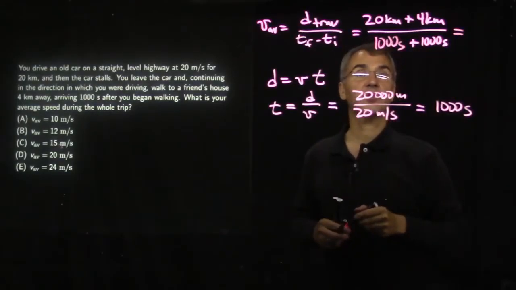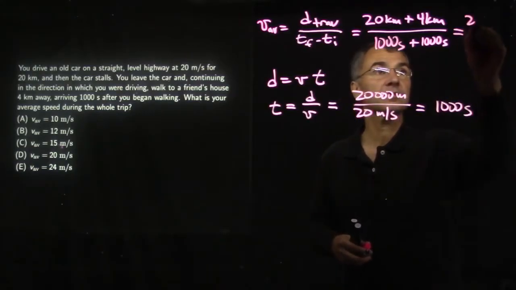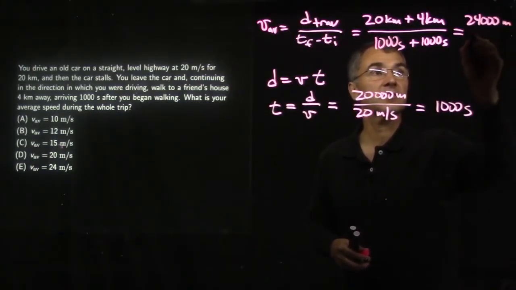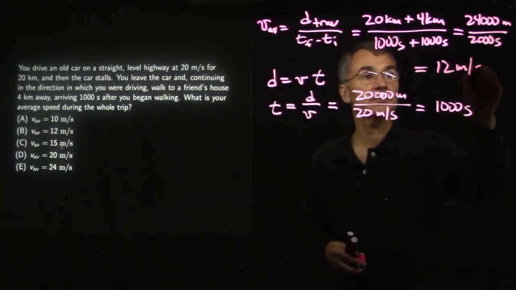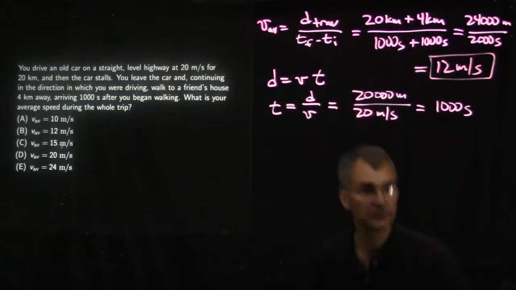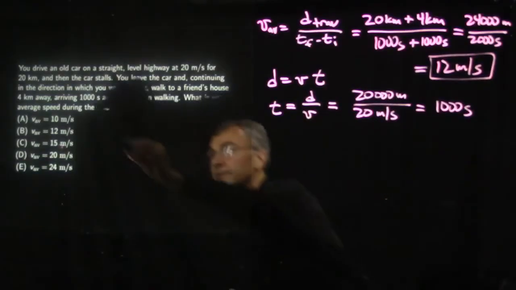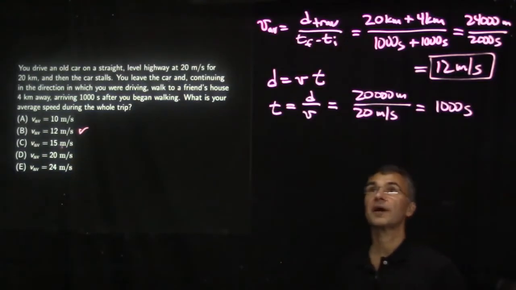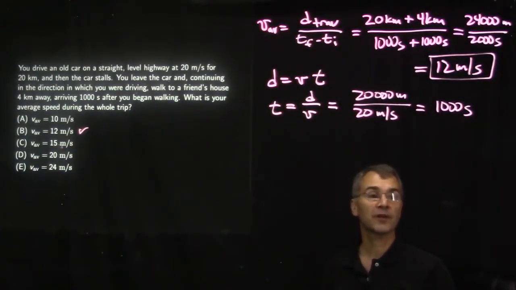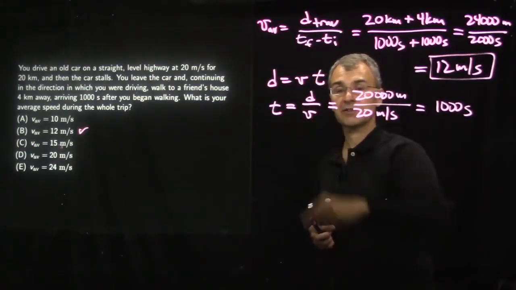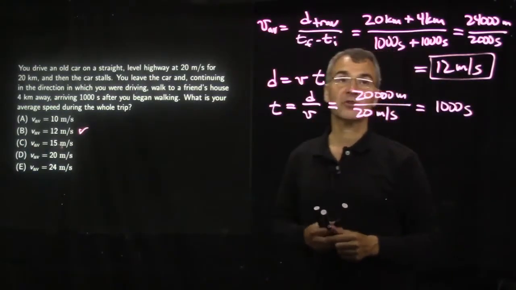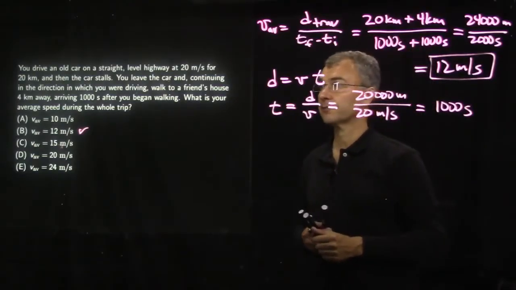So this seems like 24,000 meters divided by 2,000 seconds, which is 12 meters per second. Oh, there we go. So our average speed for this trip was 12 meters per second. One thing that was tricky about this is that, in order to figure out the time for this first segment, we had to divide the distance by the speed. There was also some tricky stuff with meters versus kilometers.